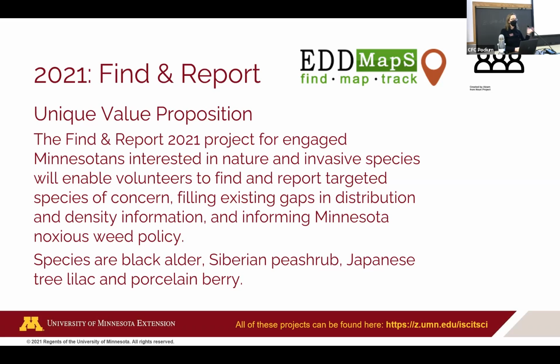And so the species of concern: black alder, Siberian pea shrub, Japanese tree lilac, and porcelain berry. And these are all, if you're not familiar, plants in horticulture that have signs of invasiveness from somewhere else, or we sort of know that they are invasive.